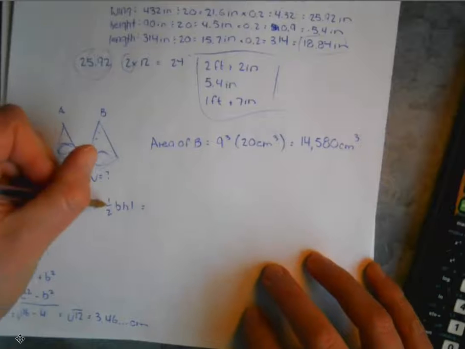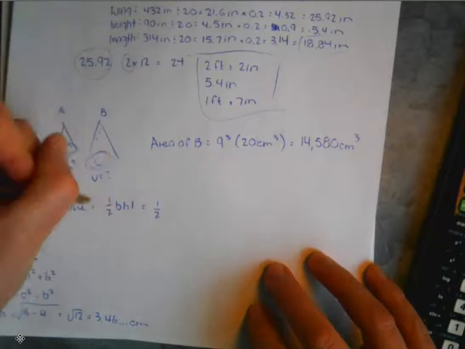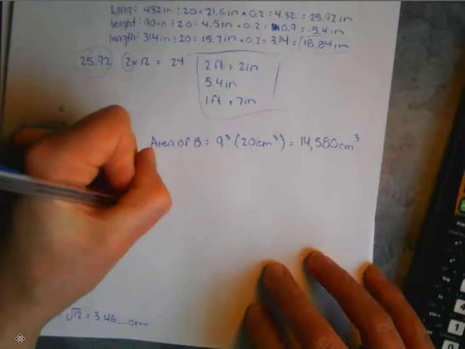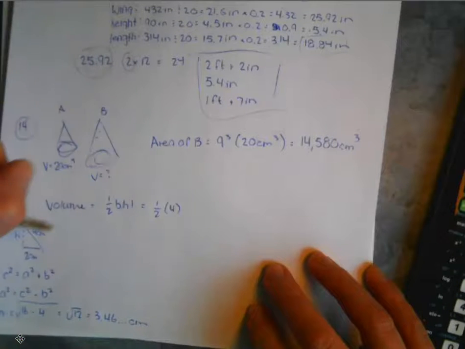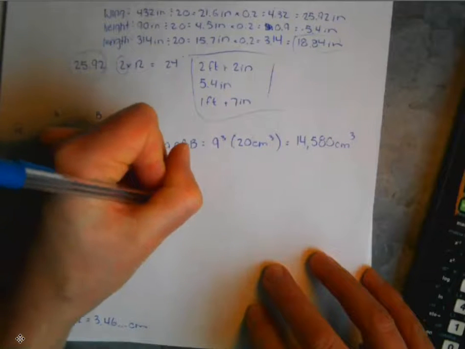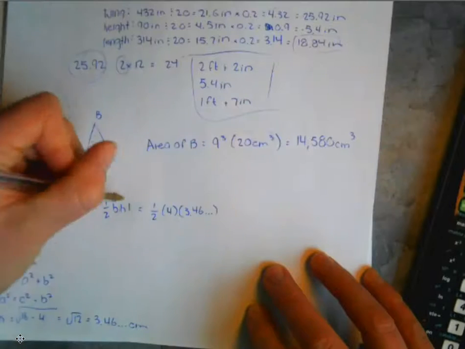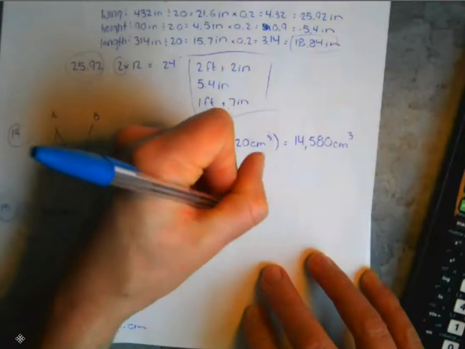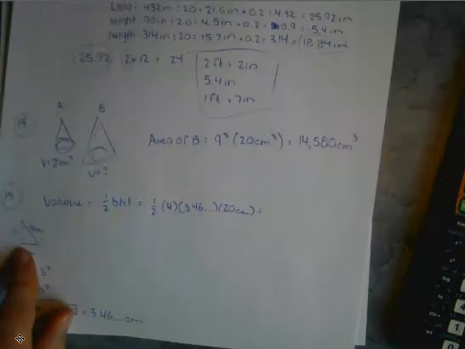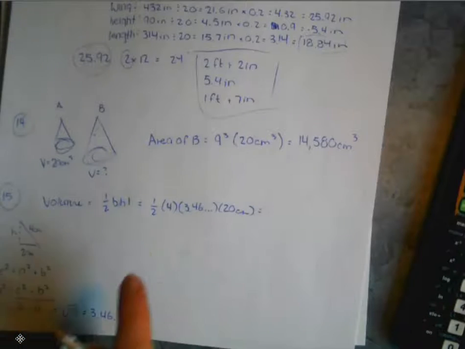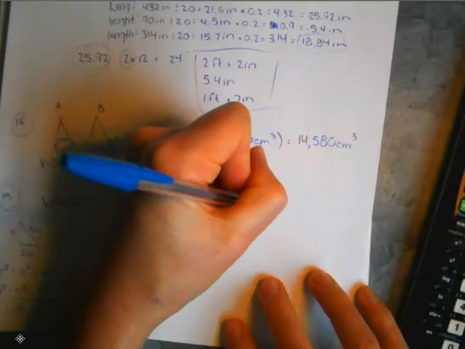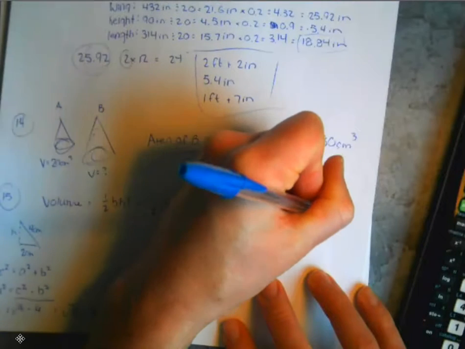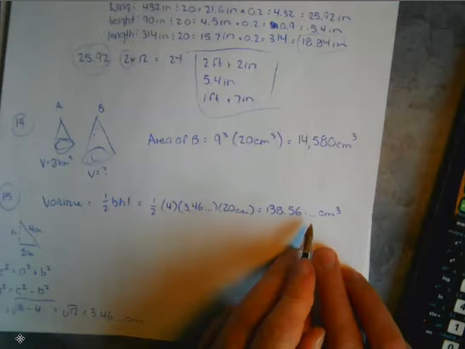So we have all of those values now, so we're going to do 1/2 times, the base was this full base, so that was 4 centimeters. The height we just solved for is that 3.46, and the length was 20 centimeters. Okay, so if we multiply all those together, we end up with 138.56 centimeters cubed. So that was our original volume.